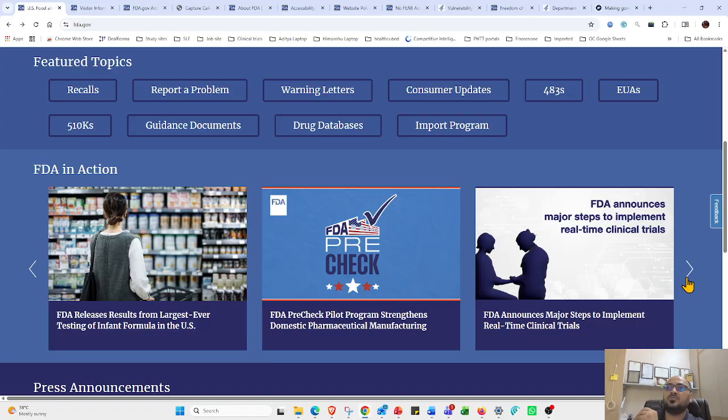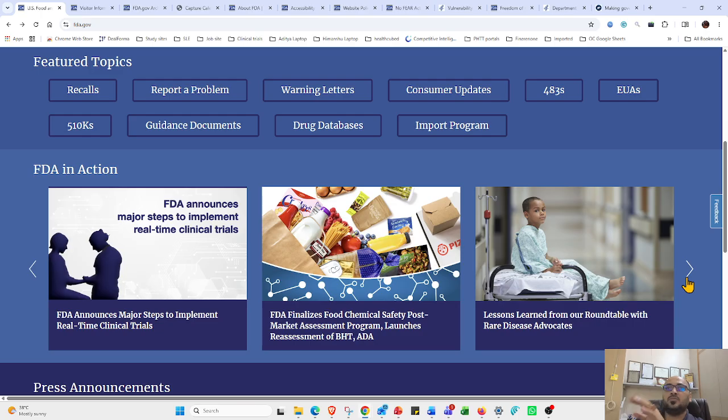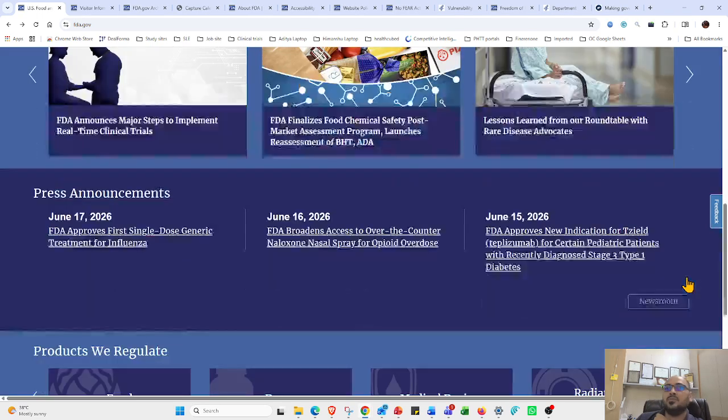Then FDA announces major step in implementation of real-time clinical trials. This is a very big development. We have spoken about it in our Insights Corner, Octopus's Insights Corner also. FDA has finalized the food chemical safety post-market assessment program, and so BHT post-market assessment program has been launched. So those are like FDA in action things.